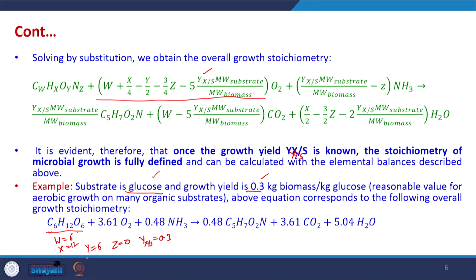So, if we take all these values together and substitute in this particular equation, we can easily write this equation. Thus, if the growth yield is known and the substrate formula is known, we can easily write the balance equation. Overall, we can write the overall growth stoichiometric equations if the growth yield is known beforehand. So, this is the keyword.